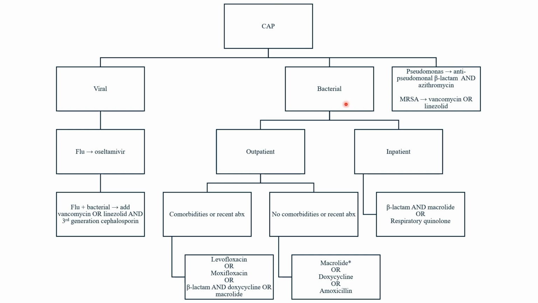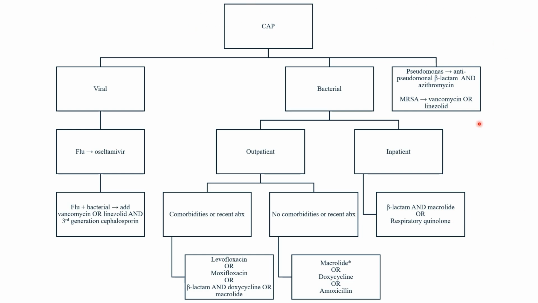All right, so you have a bacterial CAP and you want to treat them inpatient. What are we going to use? A beta-lactam and a macrolide, or a respiratory quinolone alone. I can tell you most of the times what I'll use and what my colleagues will use is ceftriaxone and azithromycin. So that's your beta-lactam and macrolide, and we use those both IV in the hospital. Respiratory quinolone, you could also do, which usually would be levofloxacin, IV in the hospital.